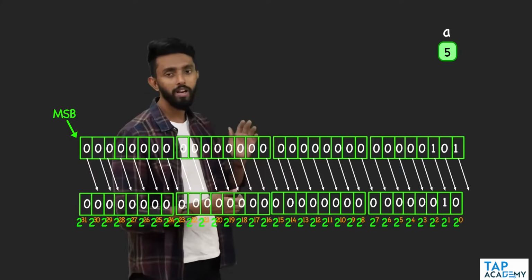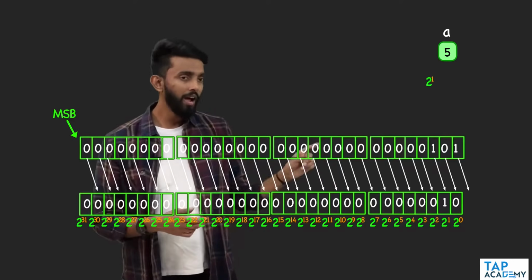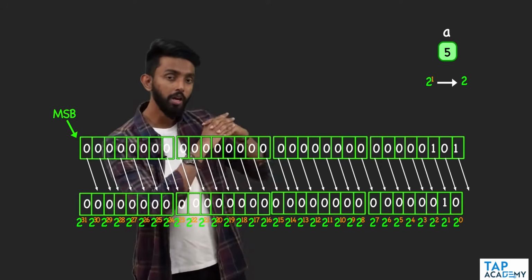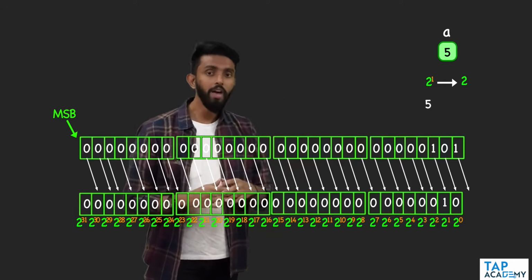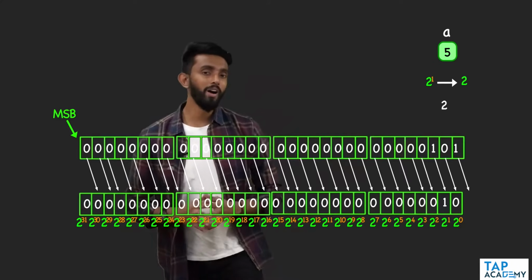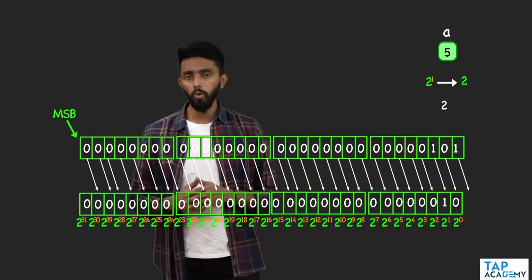So all these are anyway zeros. So the only one you have is 2 to the power 1, and 2 to the power 1 is 2. I hope you're able to think. So if I take 5 and right shift it once, I should be getting 2. I hope you're able to think. Will this really work? We will write some code and explore it later.